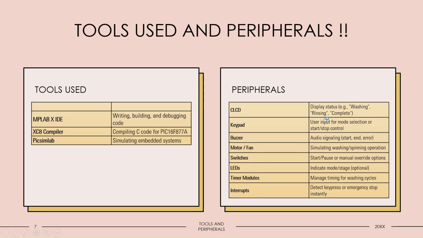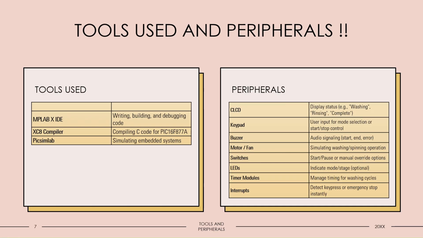All these characters have been displayed on the CLCD. And the keypad is the user input for the mode selection or the start/stop control. We have used the digital keypad, and according to what button we press, the corresponding function is executed by the keypad. Then the buzzer, that's audio signaling.